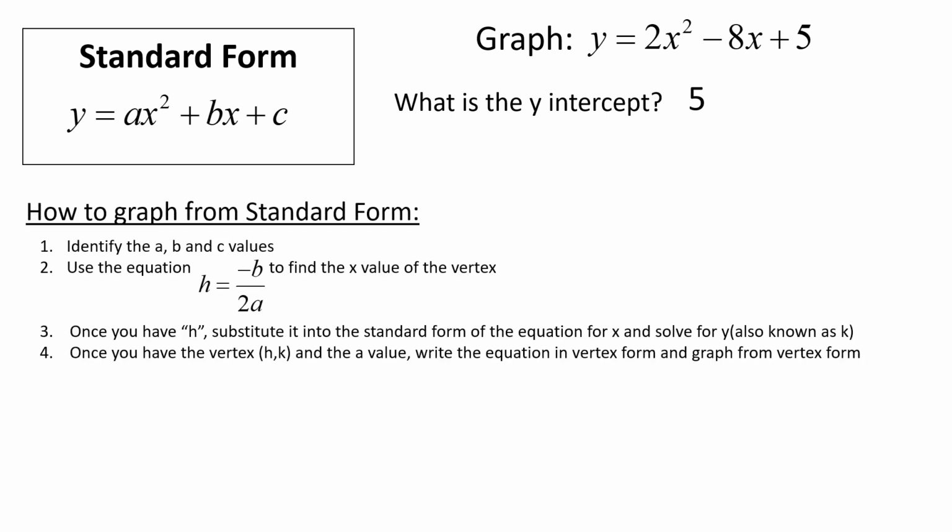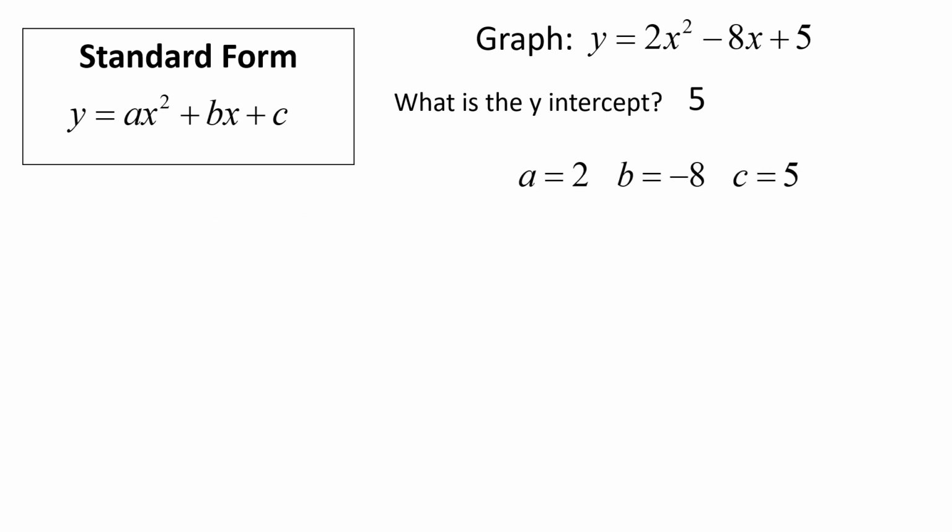All right, so in graphing in standard form, you're first going to identify the a, b, and c values. Then you're going to use the equation h is minus b over 2a to find the x value of the vertex. You're then going to plug that value into the equation to solve for y, also known as your k value. It's the y value of your vertex. And then once you have it in vertex form, you're going to graph it like we did in the previous slide. So let's go ahead and do that.